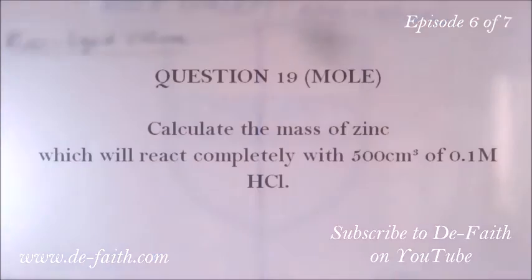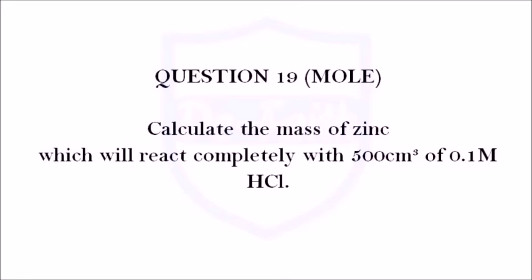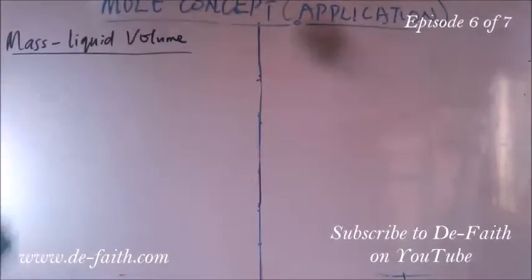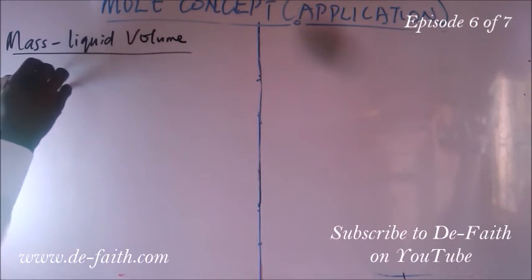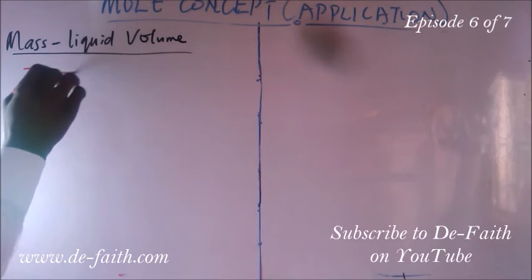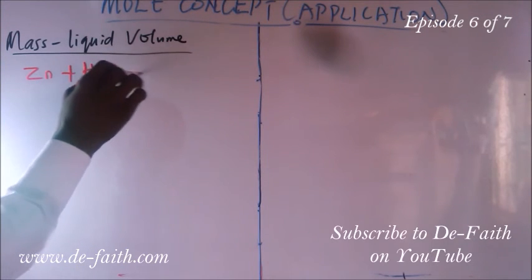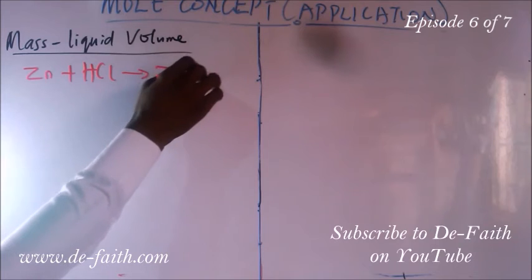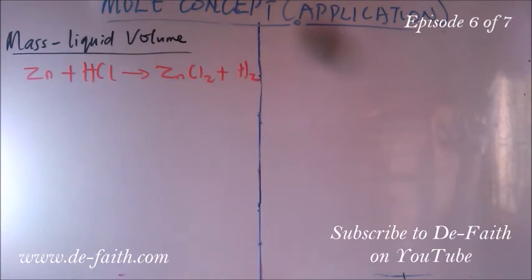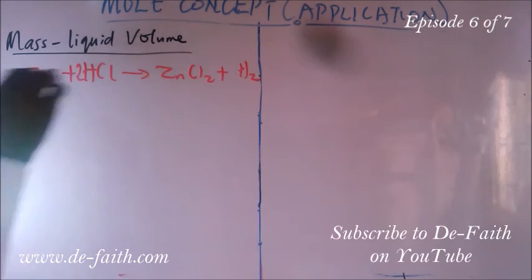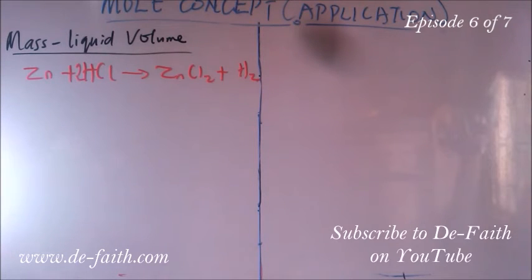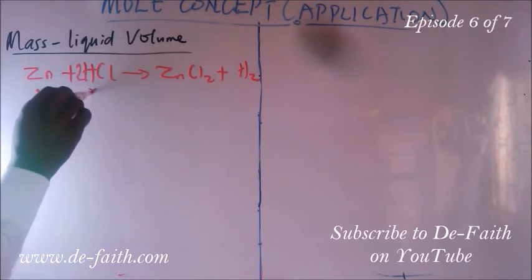Here's the next question, which says that we should calculate the mass of zinc which will react completely with 500 cm cubed of 0.1 molar hydrochloric acid. So the first thing is to get our equation. We have zinc which will react completely with hydrochloric acid to produce zinc chloride plus hydrogen gas. So first is to balance our equation by putting a 2 over here. Now we're told to calculate the mass of zinc. So this is our point of reference which will react completely with hydrochloric acid.